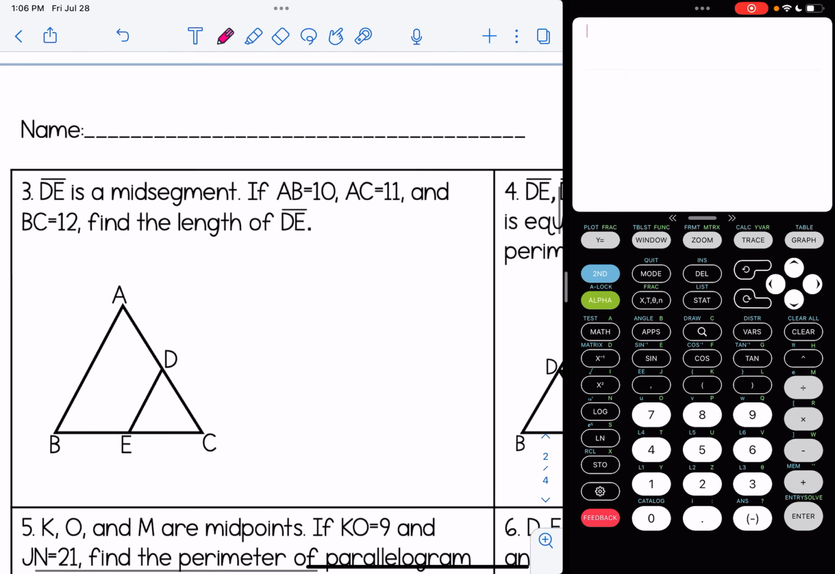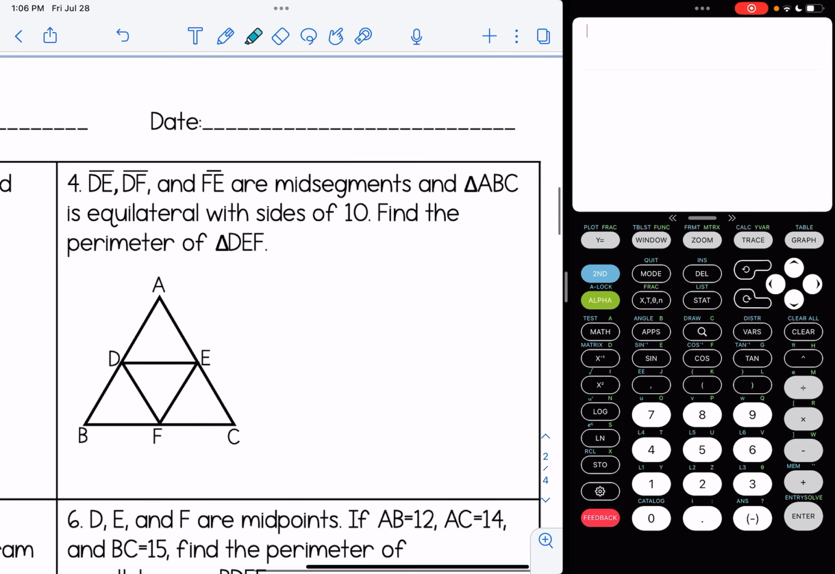Number 3, DE is a midsegment. If AB is 10, AC is 11, and BC is 12, find the length of DE. This is a nice quick one. DE is just 5. We have too much information in this problem. We just have to figure out what number is actually relevant. DE is the midsegment, so it's half the length of the side that it's parallel to, so half of 10.